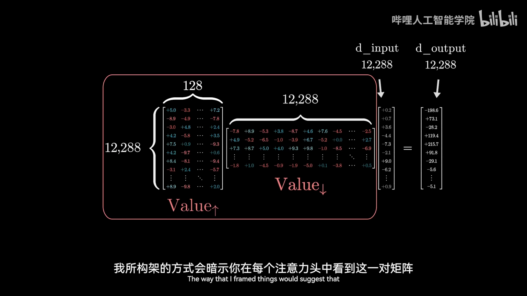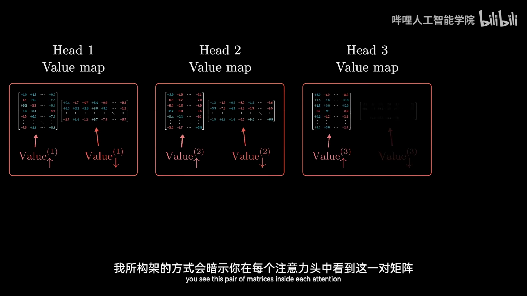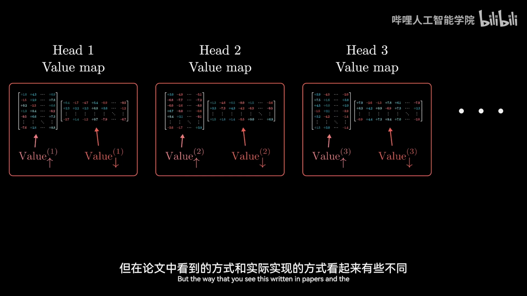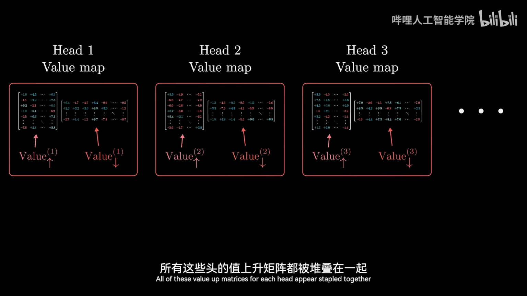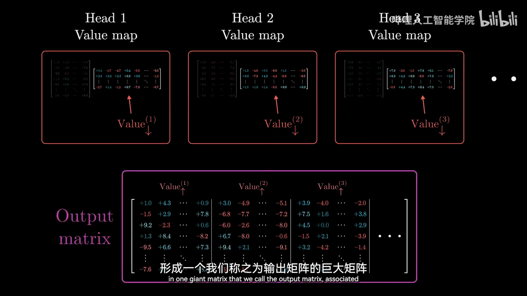The way that I framed things would suggest that you see this pair of matrices inside each attention head. And you could absolutely implement it this way. That would be a valid design. But the way that you see this written in papers and the way that it's implemented in practice looks a little different. All of these value up matrices for each head appear stapled together in one giant matrix that we call the output matrix, associated with the entire multi-headed attention block.